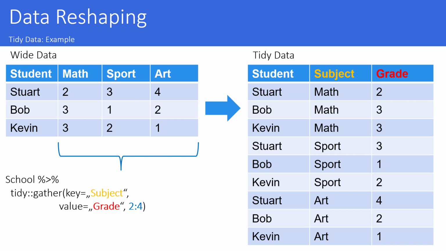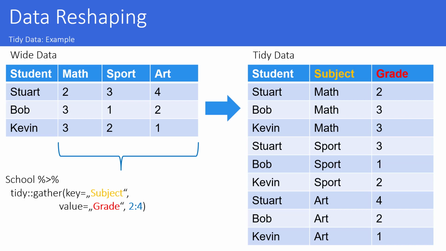What would it look like in a tidy format? So for this, take a look at the right table. You still have a column named student, but the different subject names, math, sports, arts, are treated as values rather than variables. You find these in the second column called subject. The grades are now found in the third column.